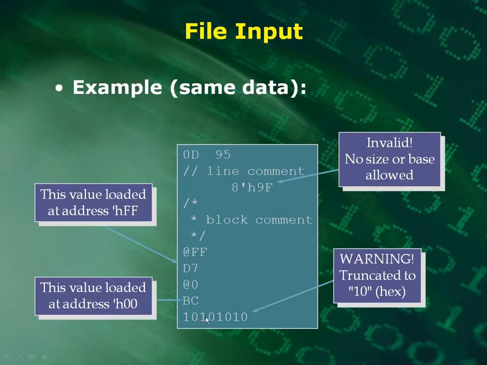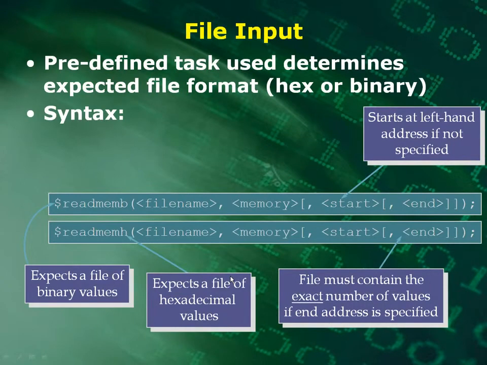And here we've put an 8-bit binary value, but because we're in hex mode here, it's just going to truncate and use these lower two, thinking that this is the hex value of 10. So it'll just truncate it. So you have to be very careful with this file input.